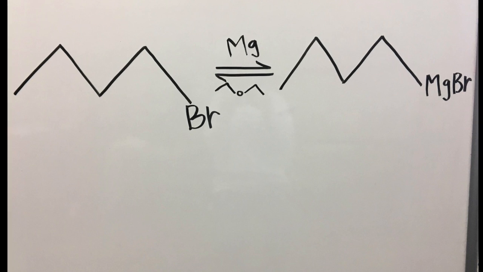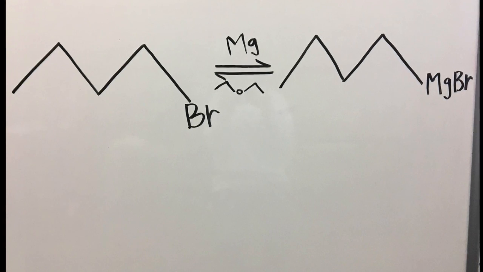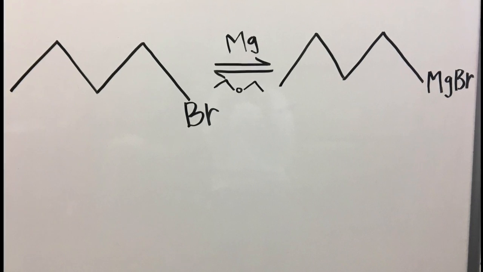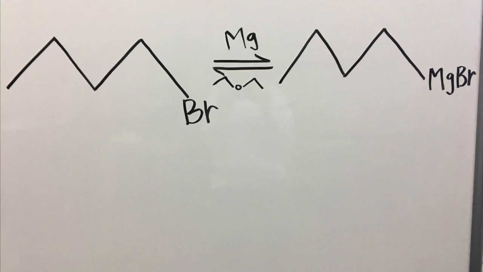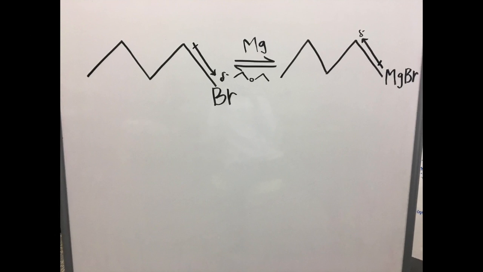Before you can perform a Grignard reaction, you have to prepare the desired reagent. This can be done by reacting the desired carbon chain bonded to a halide with magnesium metal in an ether solvent. There is initially a partial negative charge on the bromine. This allows the magnesium to easily insert itself between the bromine and the carbon. Once the magnesium has been inserted, there is a partial positive charge on the magnesium-bromine complex and a partial negative charge on the carbon it is bonded to.